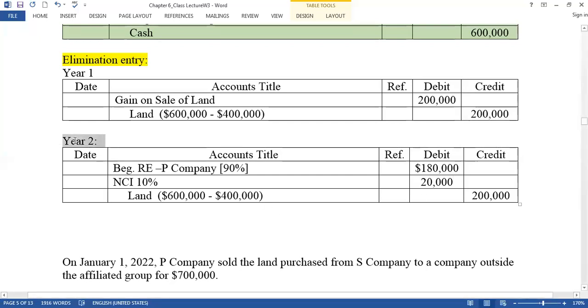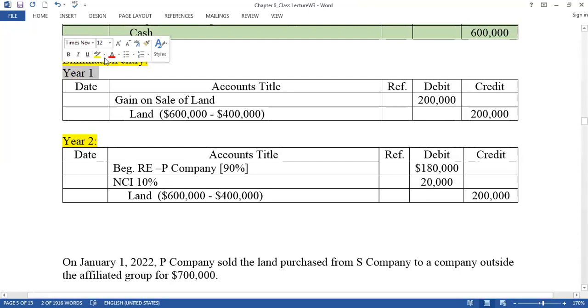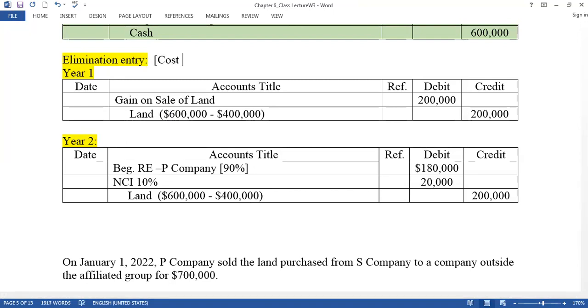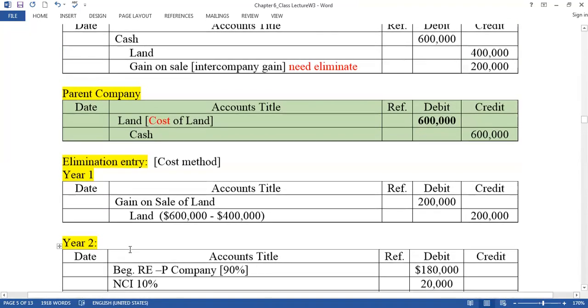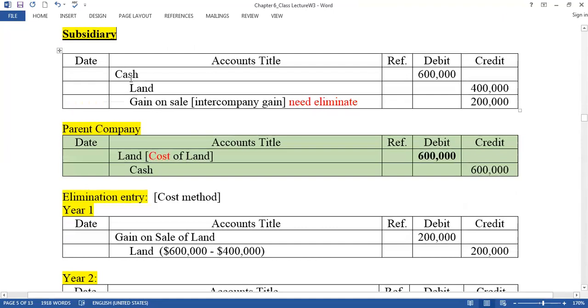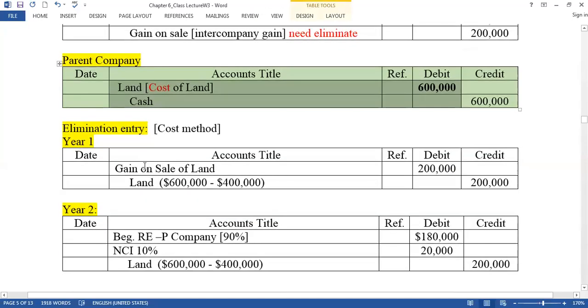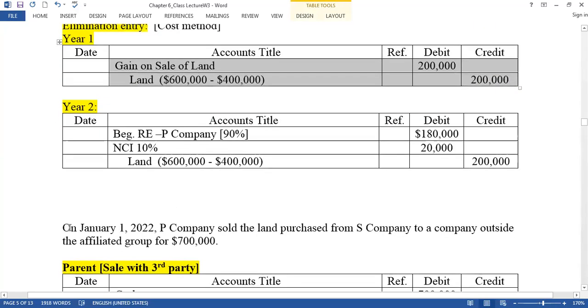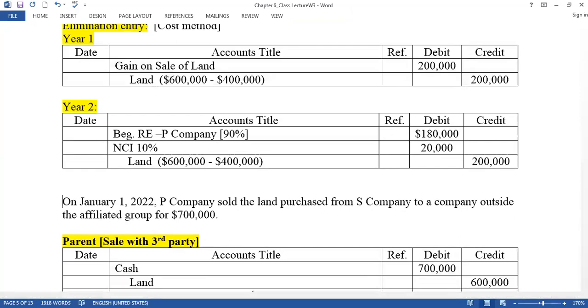Yes, so this is the original journal entry we usually do, right? If it is the cost method, so it is related with the cost method. And you know the equity method anyway. This is from the first part of the question, right? Although I did not ask you in this question what is the journal entry for subsidiary, for parent, or for elimination entry, year 1 and year 2, you know this is the practice.